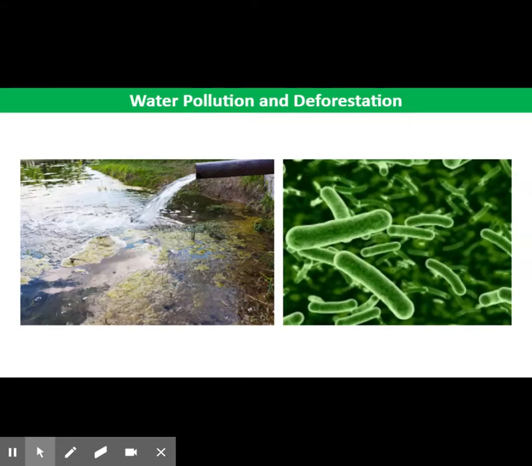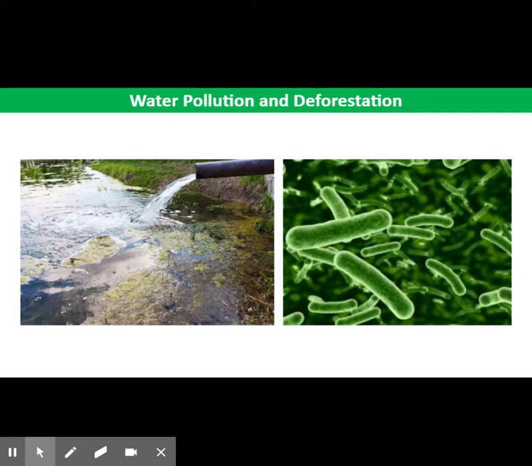This video tutorial is all about water pollution and deforestation. So you need to understand the biological consequences of pollution of water by sewage. Untreated sewage entering water is rich in minerals and nutrients. Now, this is going to provide an enormous amount of energy for organisms, such as decomposers, to then reproduce.